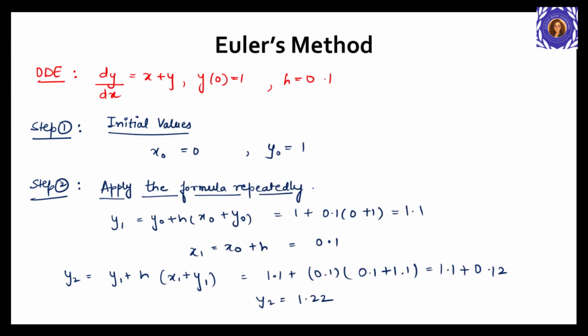Moving on to its numerical example, we have the same ODE as in the previous example and the initial values x0 equals 0 and y0 equals 1. Here we are simply applying the formulas repeatedly and finding out the values. We can continue this further for the required points.